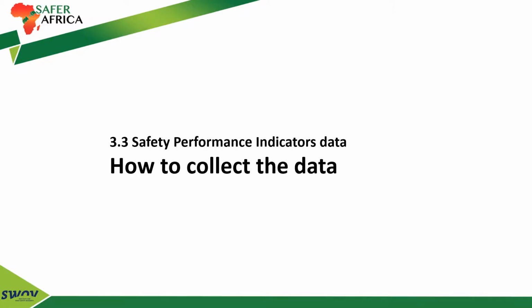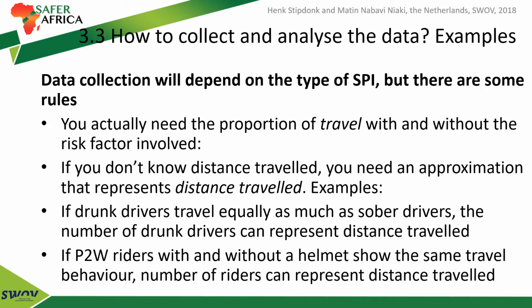We will now discuss the data involved. Of course, the data you need to measure an SPI depends on the type of SPI, but there are some general rules. The ideal way to collect SPI data is to look at the proportion of distance traveled. As it is very difficult to collect data on distance traveled, we often switch to information that can be observed from drivers or vehicles or roads.